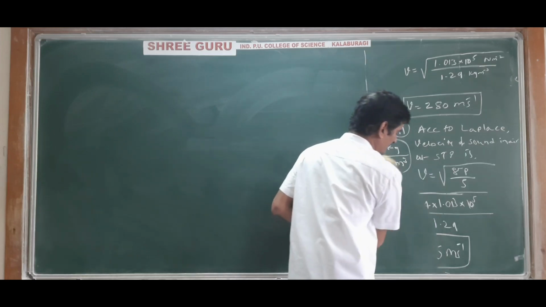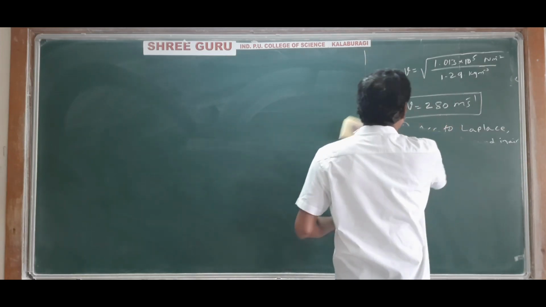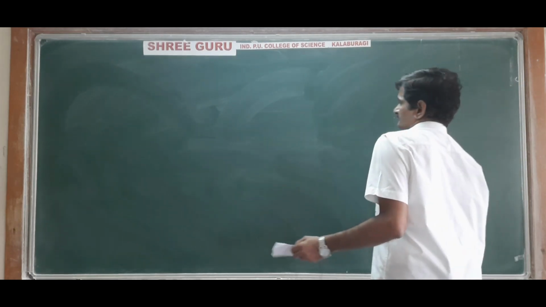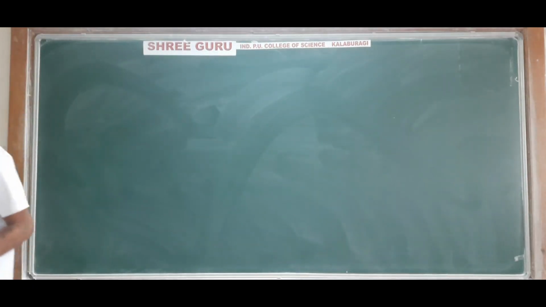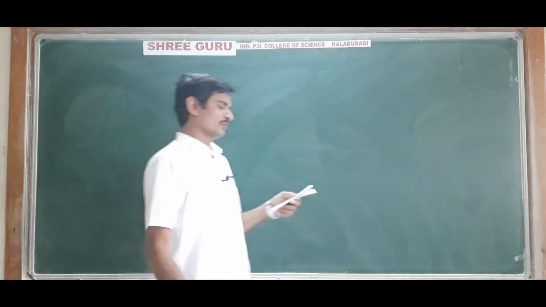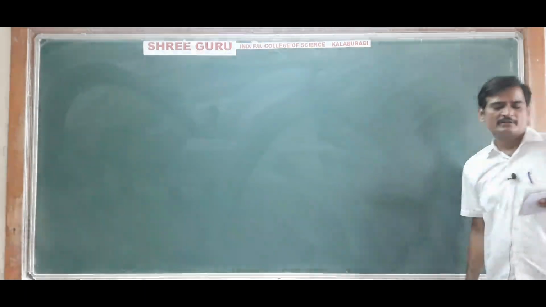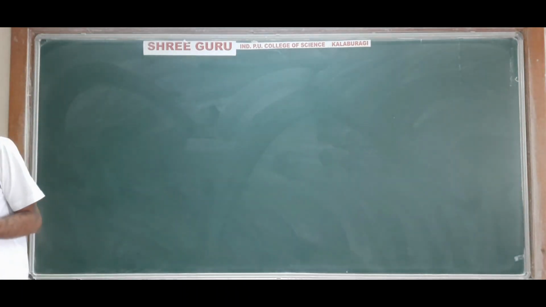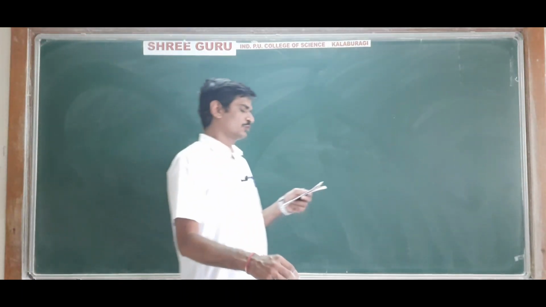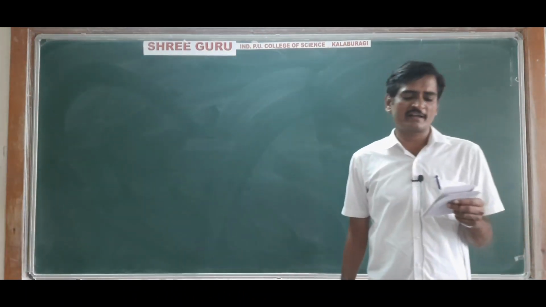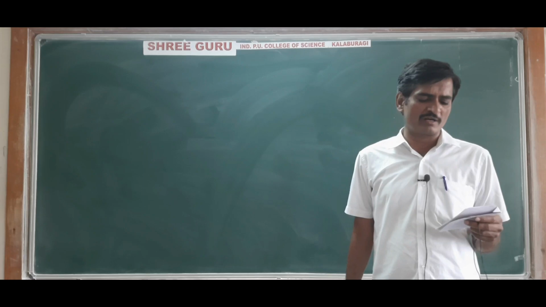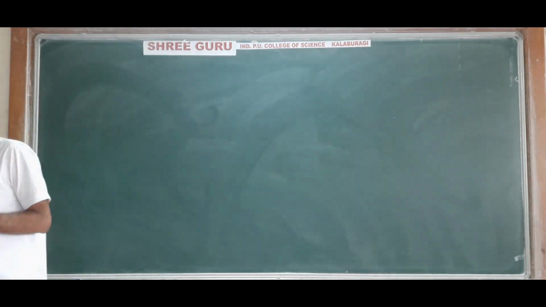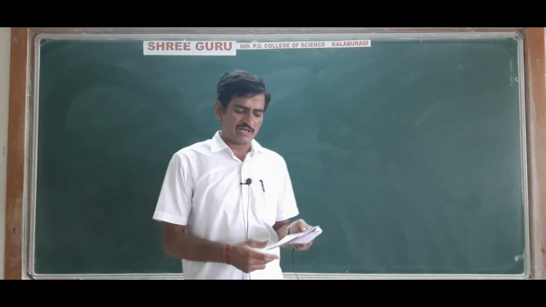Read the sentence properly and try to understand the question properly. Then you try to solve the question. So understanding the question is important. The same question can also be given like this: calculate the temperature at which the speed of sound will be 2 times its value at 0 degrees Celsius.